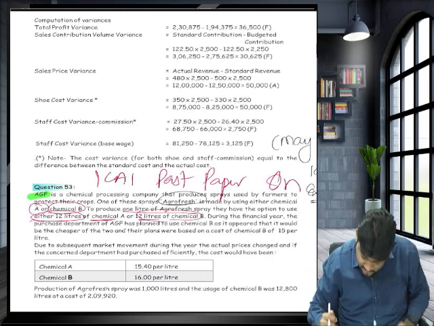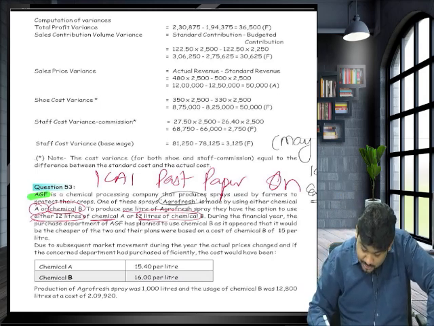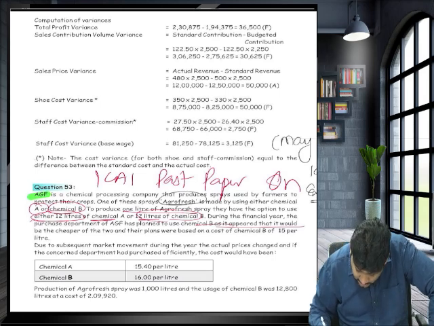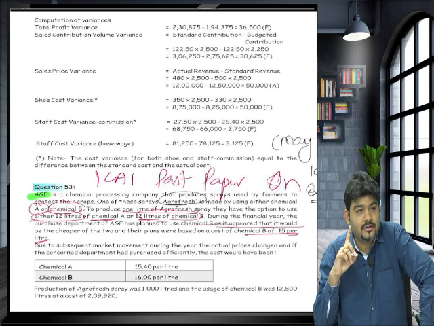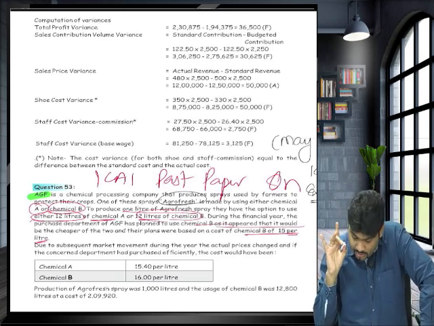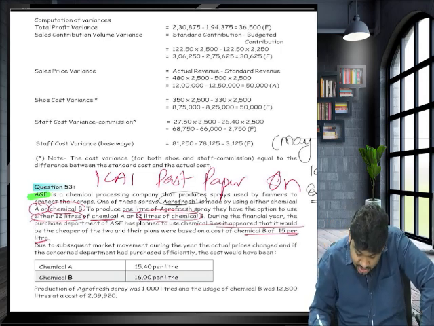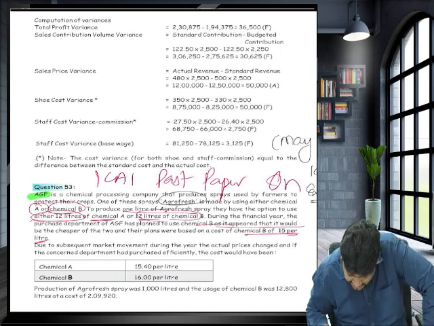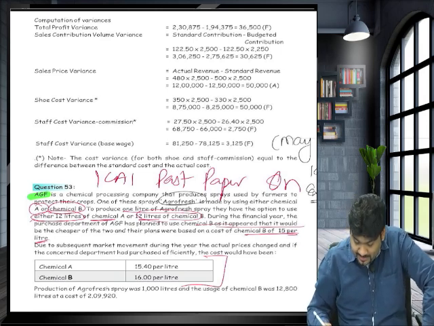I have two options. During the financial year, the purchase department of AGF planned to use chemical B, as it appeared it would be cheaper of the two, and their plans were based on chemical B at 15 per liter. Can I say this becomes my original standard? Are we clear, everybody? Original standard 15 per liter. Due to subsequent market movements during the year, the actual prices changed, and if the concerned department had purchased efficiently, the cost would have been chemical A 15.4, chemical B 16.